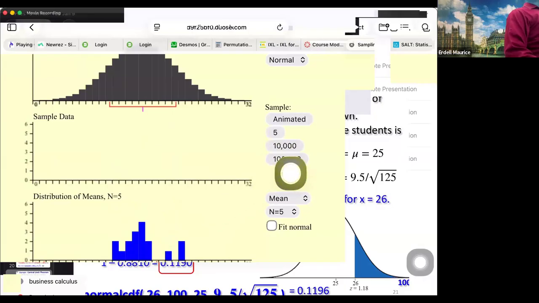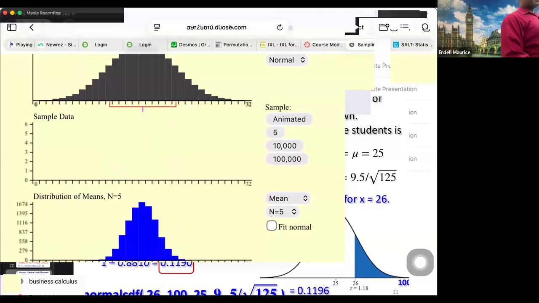Instead of doing 5, let's do it 10,000 times. So basically 10,000 groups of 5. Yes? Let's do it 10,000 times right here. And you can see what this shape is looking like. What does this shape look like? It looks like a normal distribution, yes?